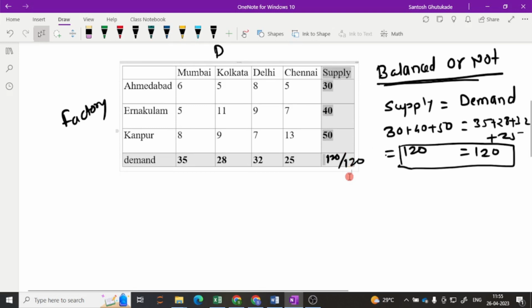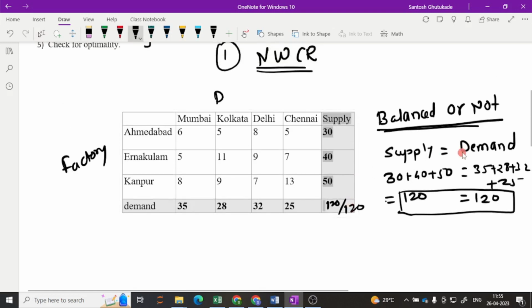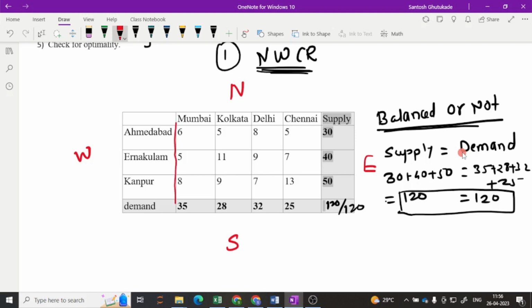Now we are solving with the first method, the northwest corner rule. Here we have to mark the sides. This side is north, here it is south, this is east, and this is west. We have to first give the allocation at the northwest corner. This is the matrix where we want to solve, this is a cost matrix.